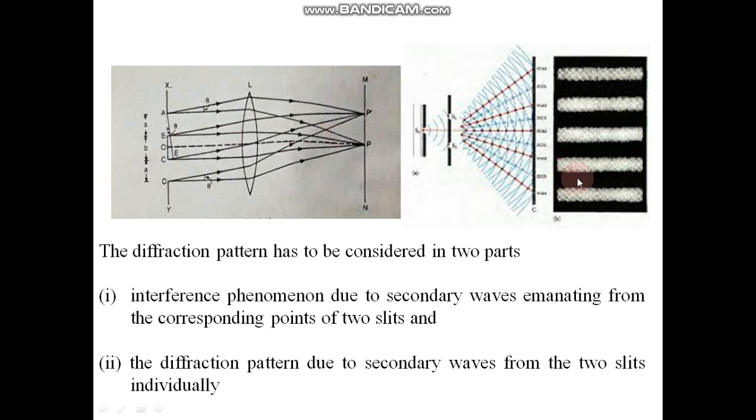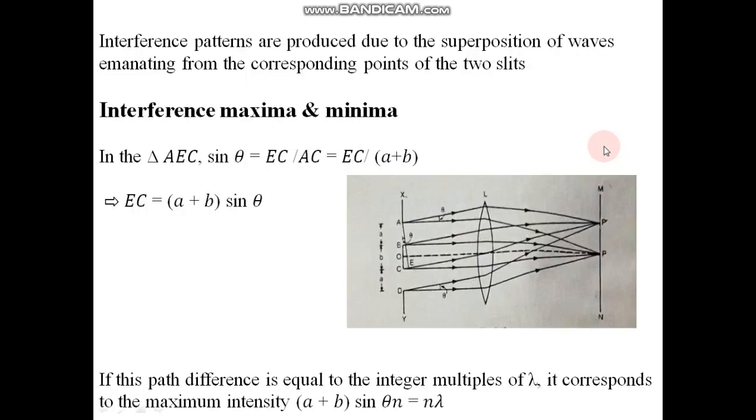Here we can observe the pattern seen on the screen. Diffraction central maxima and secondary minima can be seen. Also the interference maxima and minima, constructive and destructive interference patterns, or dark and bright interference fringes, can also be seen. The interference patterns are produced due to the superposition of waves from the corresponding points of the two slits.